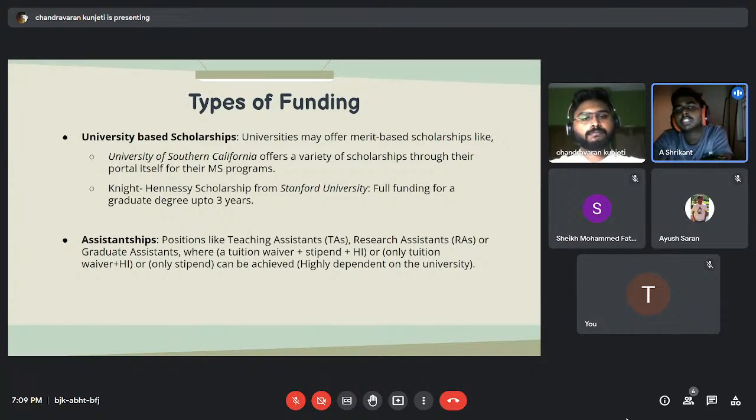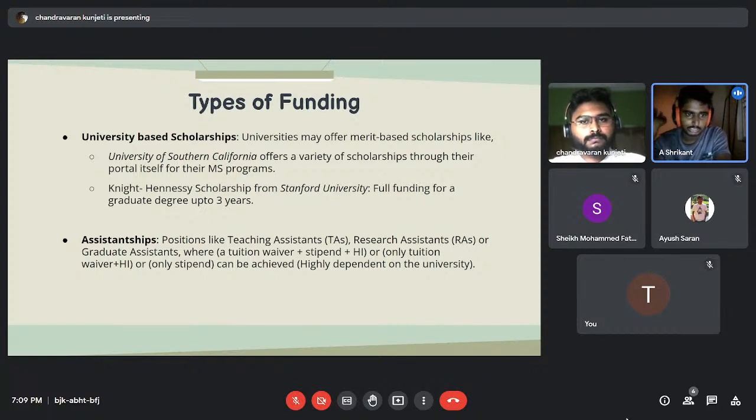And these positions are extremely rewarding. They are also very demanding, because you'll have to work a lot for these positions. Research assistant means you have to help the professor with the research. Teaching assistants means you have to conduct some doubt sessions or classes. You might even grade their assignments, grade their test papers, etc.